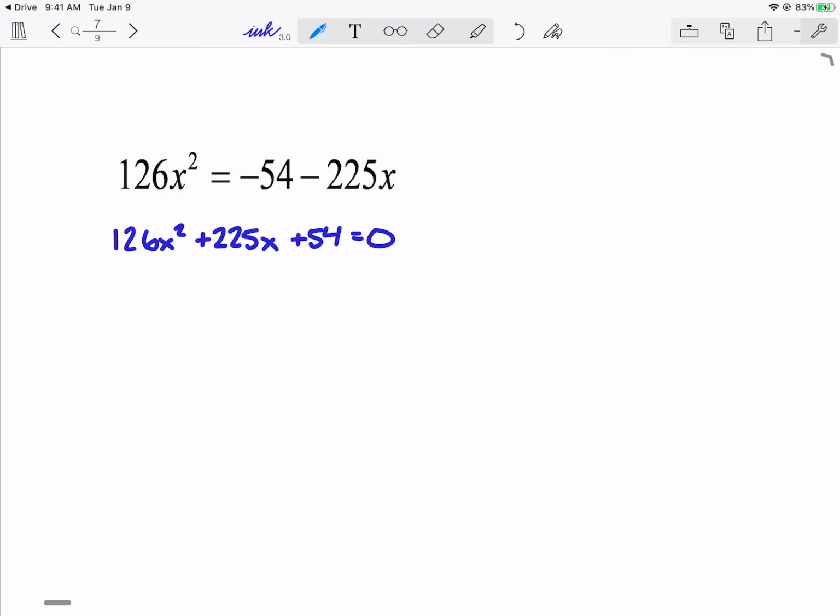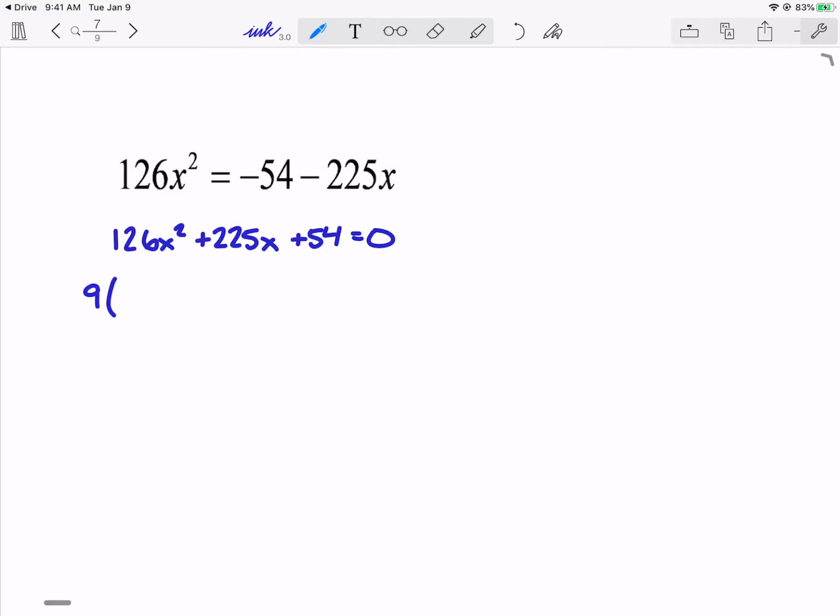Now if I add 1, 2, and 6 together, I get 9, which is divisible by 3. If I add 2, 2, and 5 together, I get 9, which is also divisible by 3. If I add 5 and 4 together, I get 9, which is also divisible by 3. So I know all these things are divisible by 3. And if I divide the first one by 3, I get 42, which I know is also divisible by 3. And if I divide the second number by 3, I get 75, which is also divisible by 3. If I divide 54 by 3, I get a number that's also divisible by 3. So all these are technically divisible by 9.